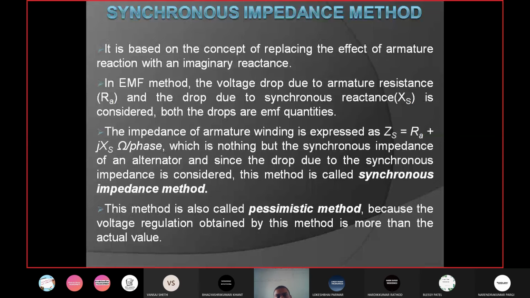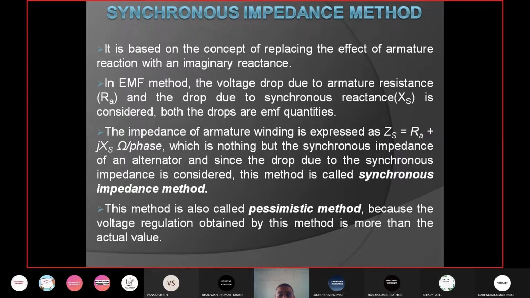It is the indirect method. That means the physical load is not connected to the alternator, but we are creating such type of full load condition without connecting a physical load. It is based on the concept of replacing the effect of armature reaction with an imaginary reactance. On this concept this method works.